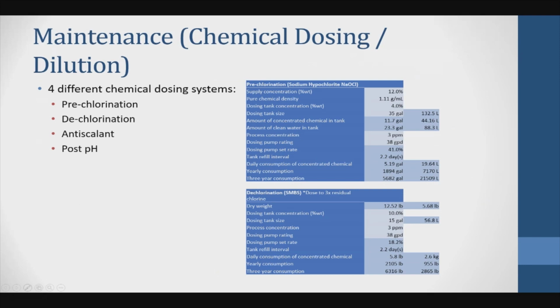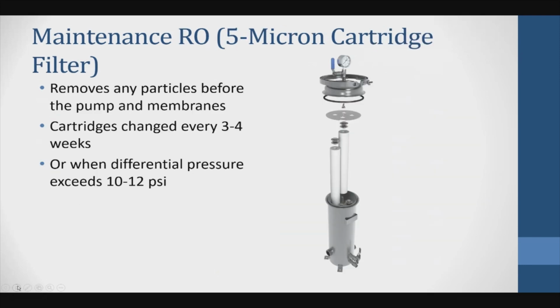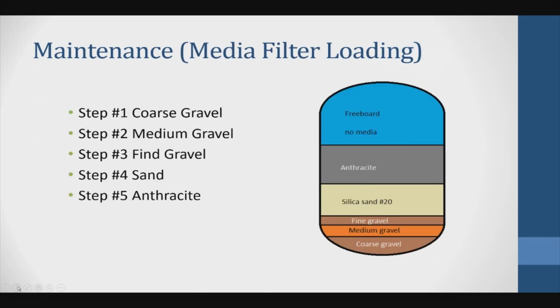We already talked about the cartridge filter, how it looks, so we're going to skip this one. Now, loading the media in the filters. You need to start with the bottom media first, because you're going to load it from the top. Coarse gravel, medium gravel, fine gravel, silica, anthracite. There is something called the freeboard. We have to maintain about 40% freeboard in the tank, because when the filters are in the backwash stage, it's going to lift up the media, so you need freeboard so the media will not escape out of the filter.